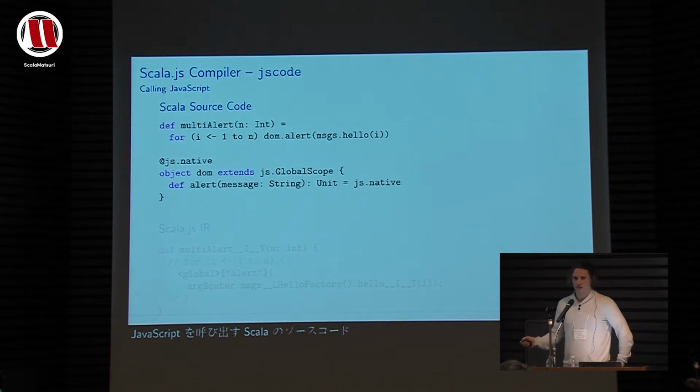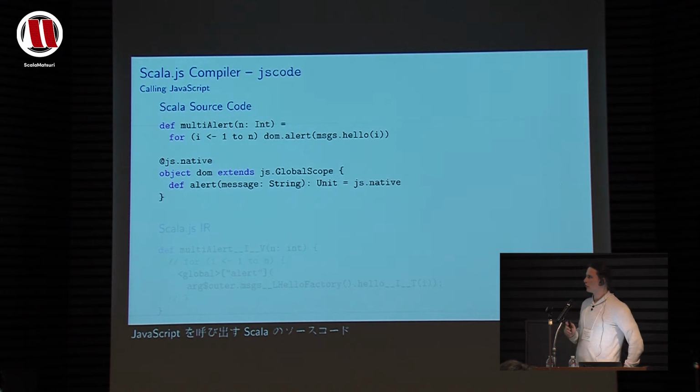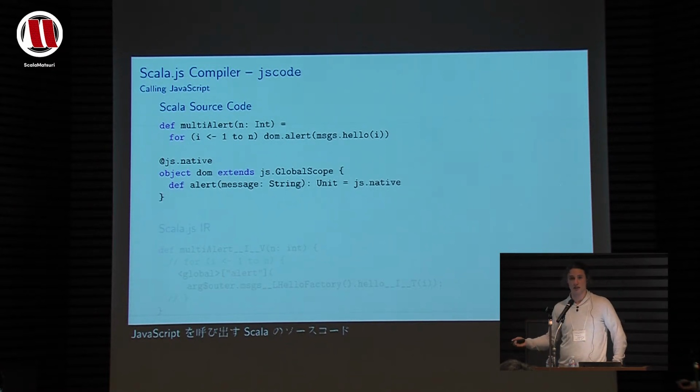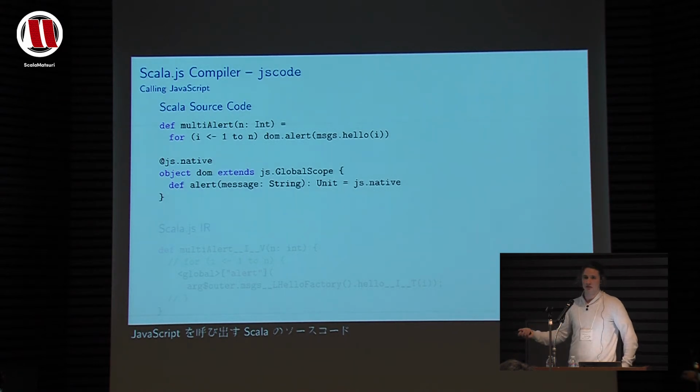DOM has this annotation that says JS native that tells the compiler, hey, this is actually JavaScript code. So all I'm giving you here is just a description of what exists in the JavaScript world, but you can assume that this exists and is there. So the compiler is not going to emit any code for that. Then we have global scope that essentially just means, hey, I'm abusing this object to say everything which is in here is actually the global scope, and we define an alert method.